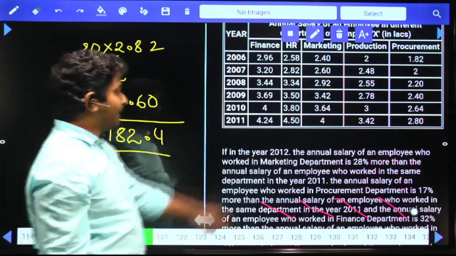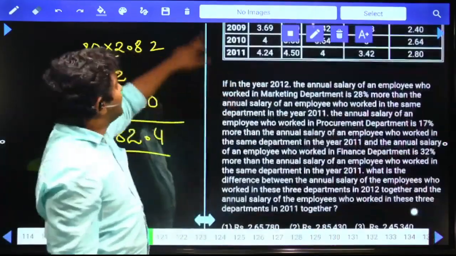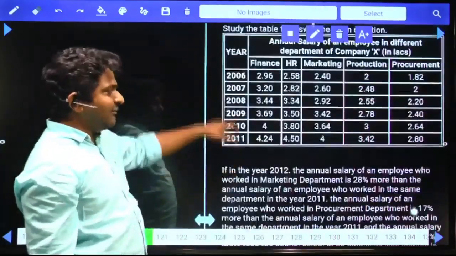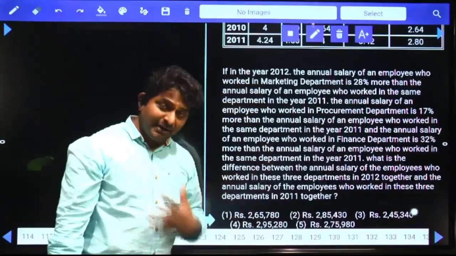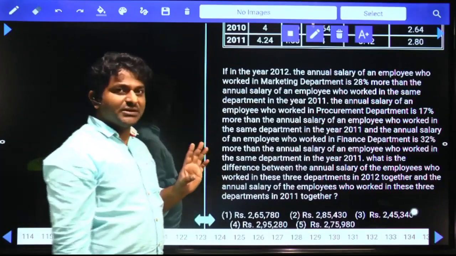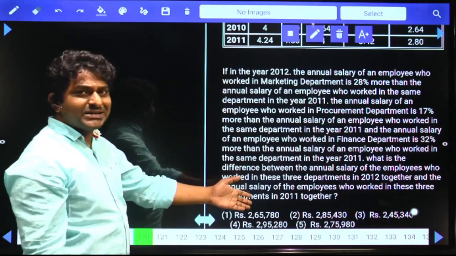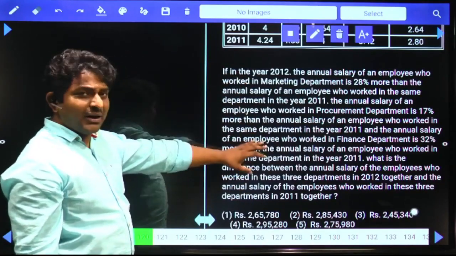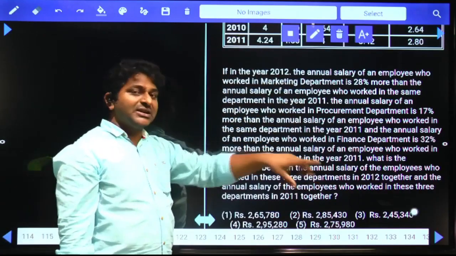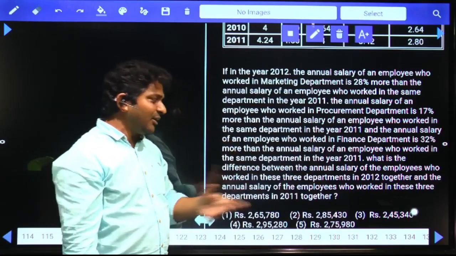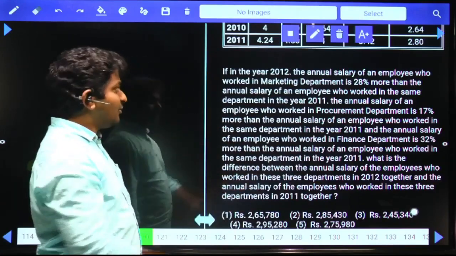Next. In the year 2012, we have data till 2011 only, but they are mentioning 2012. If the same question comes in my examination, I will skip the question because of how lengthy it is. Maybe it is easy to answer, but to read the information and to calculate the answer takes time. Based on the time factor, I don't want to calculate this. Now let's see how to do it.